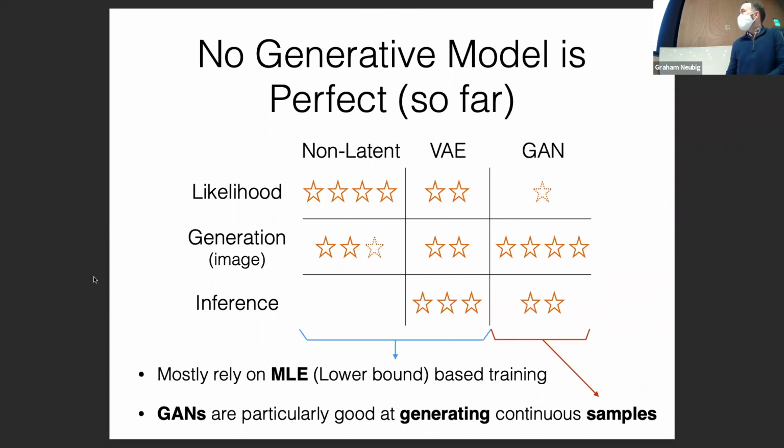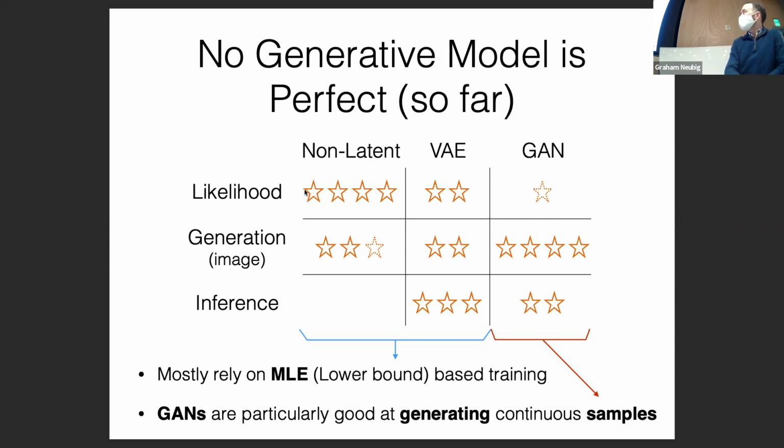So no generative model is perfect. We're going to be talking about generative adversarial networks here, but we've also talked about non-latent generative models. So these are models without latent variables, like regular language models that we've talked about. We also have VAEs, which we talked about last lecture, and we have GANs, which we're going to be talking about this lecture. Non-latent and VAE-style generative models mostly rely on maximizing the likelihood or the lower bound of the likelihood, the ELBO, like I talked about last time. Whereas GANs are essentially trained using a different objective. They're not trained to actually maximize the likelihood of the data.